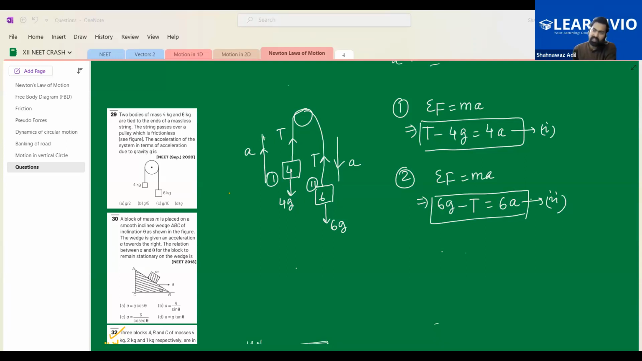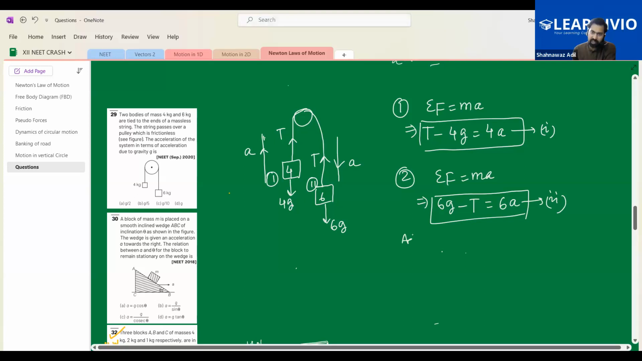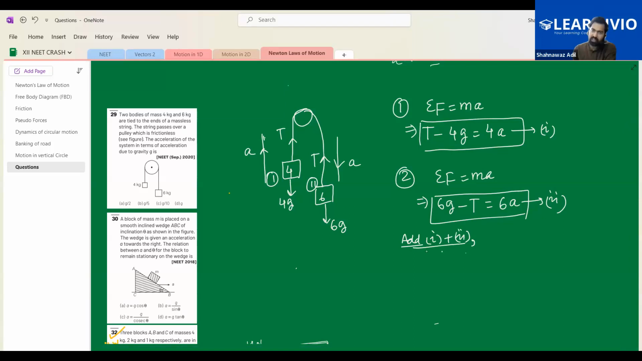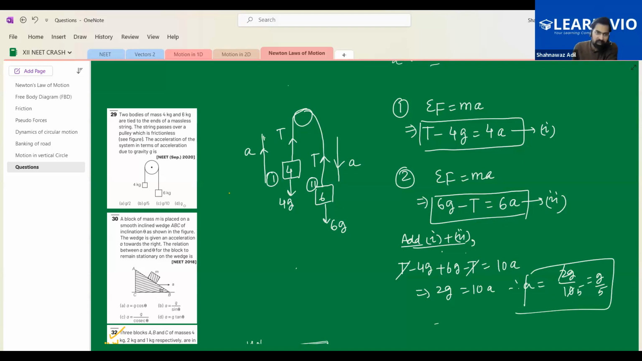Okay, so I was asking what we should do so that we can get the acceleration. We'll add these two equations, right? If we add, T minus T will cancel. Adding these two equations, we get T minus 4g plus 6g minus T equals 4a plus 6a, that is 10a. So T and T cancel. This is 2g, that is 10a. So a would be 2g by 10, which is g by 5. So g by 5 would be the answer. Where do we have g by 5? So option b would be the answer.